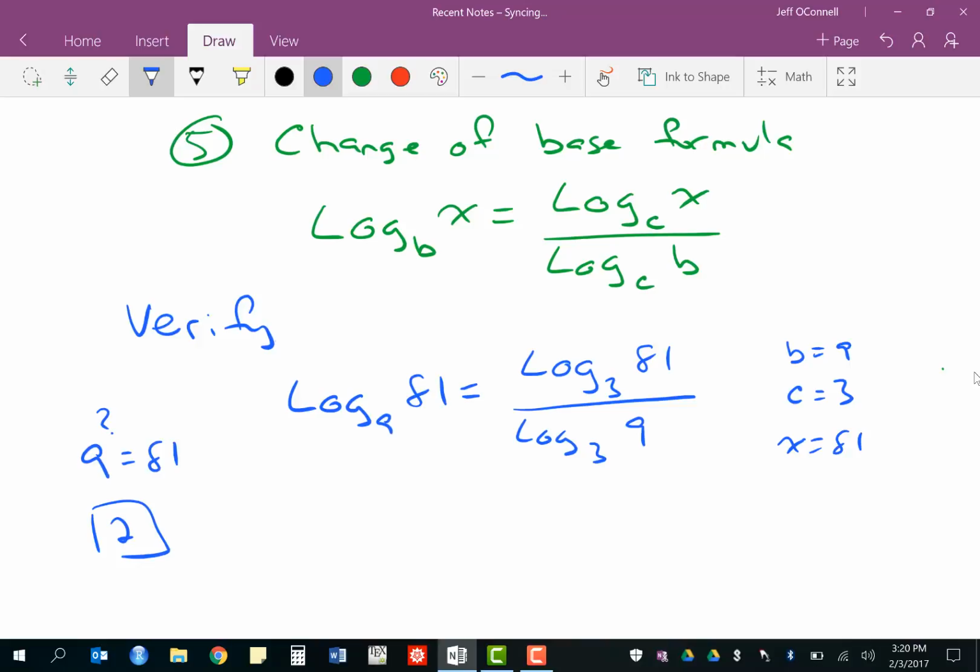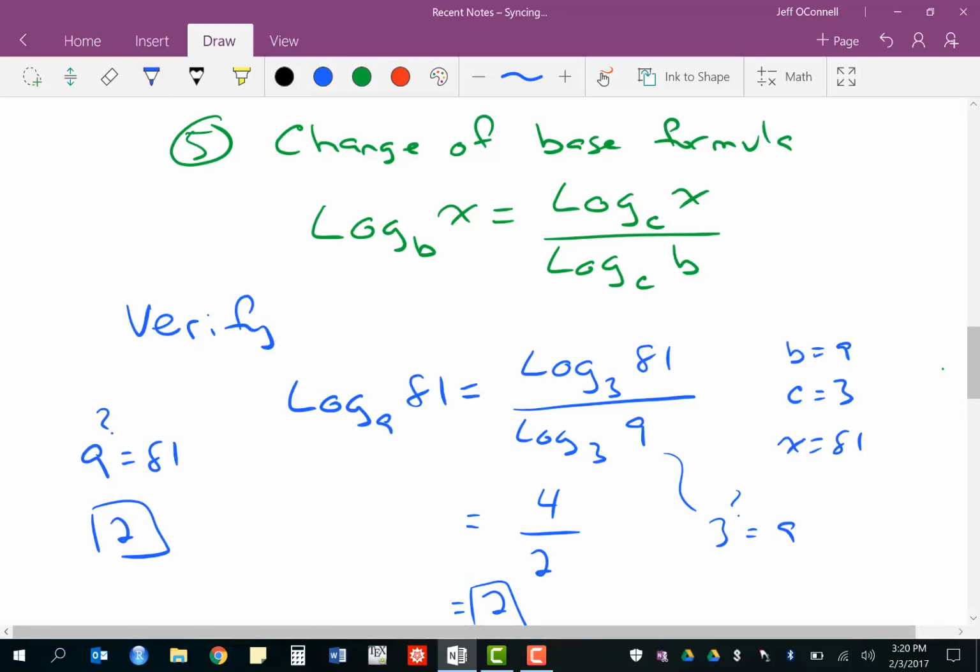All right, well, let's see. The log base 3 of 81, we have been seeing that a bunch in this video. That is 4. The log base 3 of 9, let's see, 3 raised to what power is equal to 9? That would be to the 2nd power. So this would be 4 divided by 2, which is in fact 2. So those are the 5 properties of logarithms.